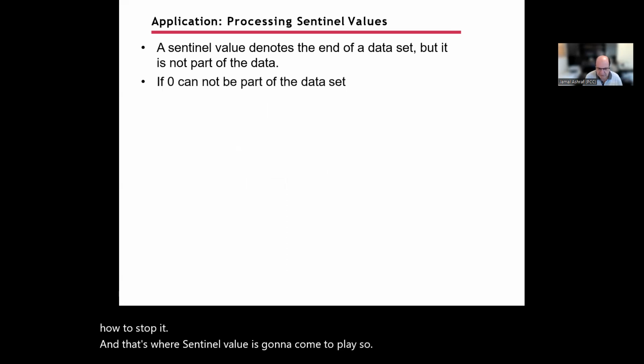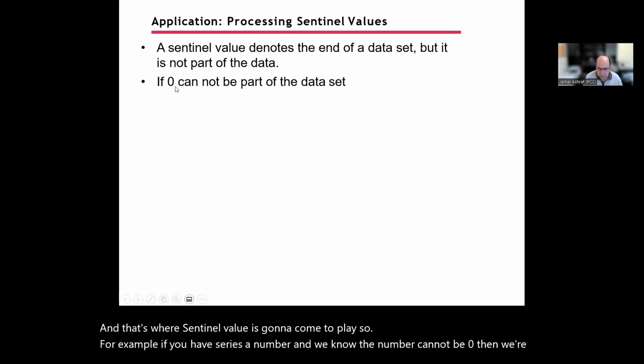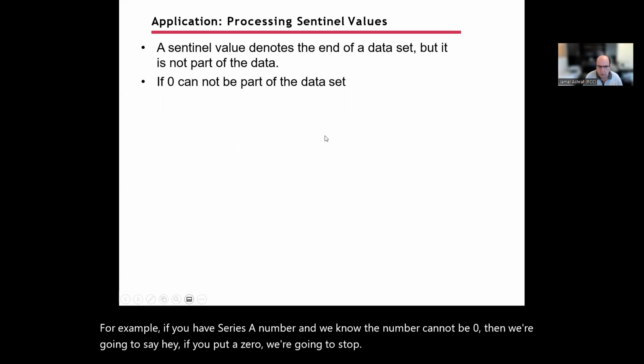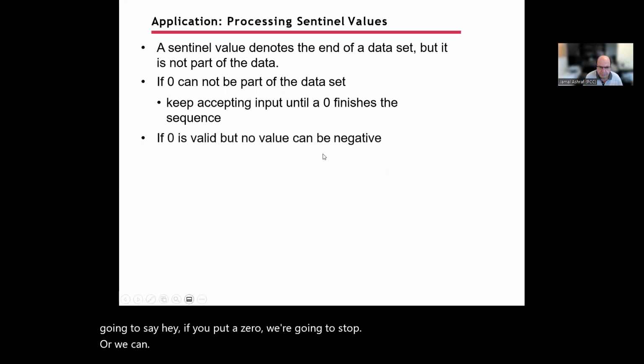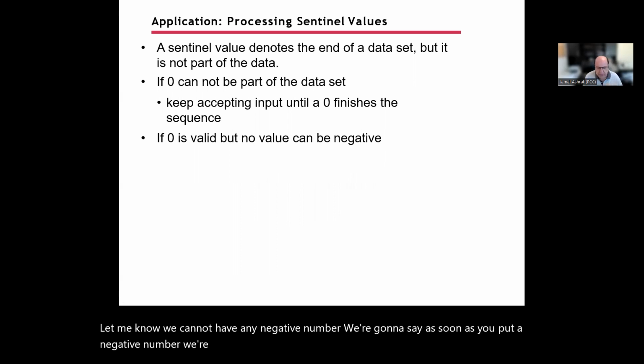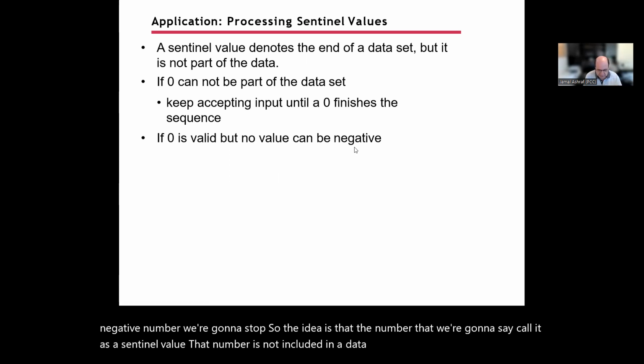For example, if we have a series of numbers and we know the number cannot be 0, then we're going to say, hey, if you put a 0, we're going to stop. Or if we know we cannot have any negative number, we're going to say as soon as you put a negative number, we're going to stop. So the idea is that the number that we call a sentinel value is not included in the data. So as soon as I see it, I know this is not part of the data.